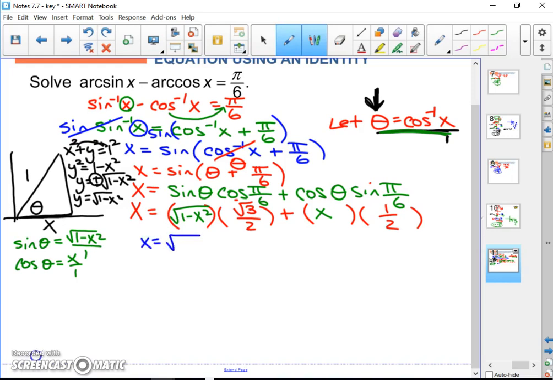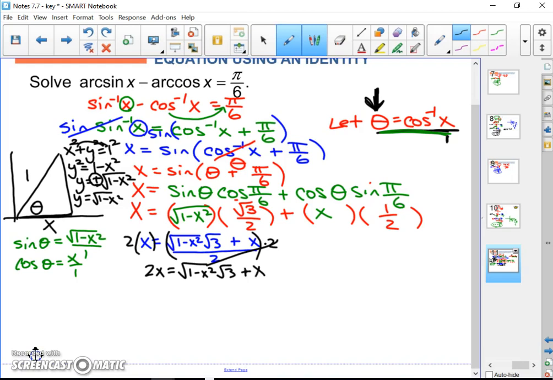X equals the square root of 1 minus x squared times the square root of 3 plus x, all over 2. At which point, I'm going to try and get rid of the fraction. I'm going to multiply both sides by 2 just to cancel out that fraction. I've got 2x equals the square root of 1 minus x squared times the square root of 3 plus x. I have like terms. I'm going to subtract this x. X equals the square root of 1 minus x squared times the square root of 3.